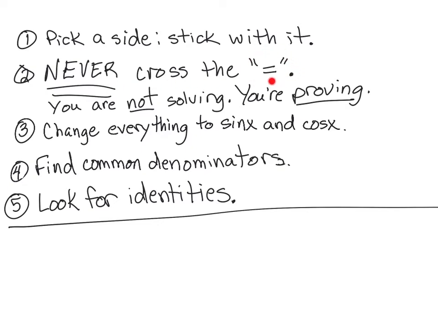This is not solving an algebraic equation. You're going to pick a side, stick with it. You're going to mess with that one side of the equal sign until it is the same as the other side. You're verifying that two things are equal to each other by changing the form in which it's written. And like I said, the easiest thing to start with is to change everything to sines and cosines.